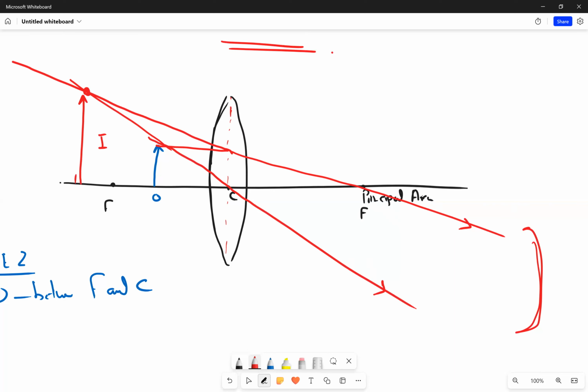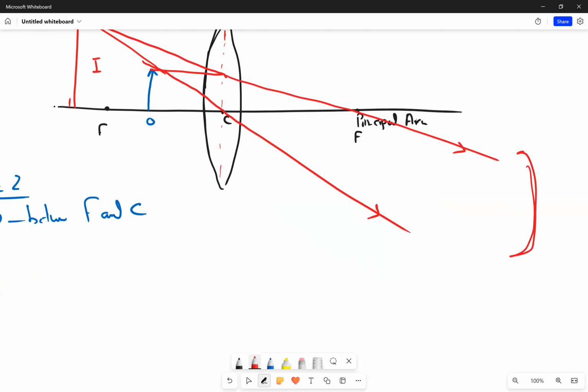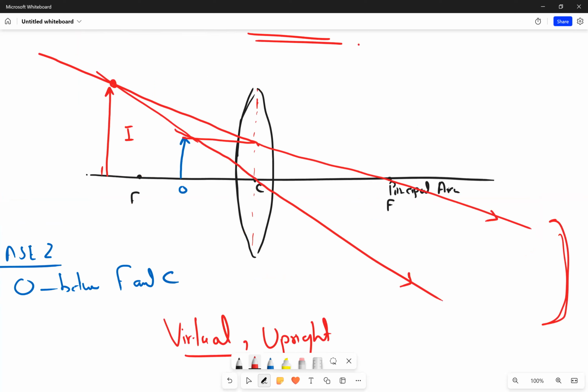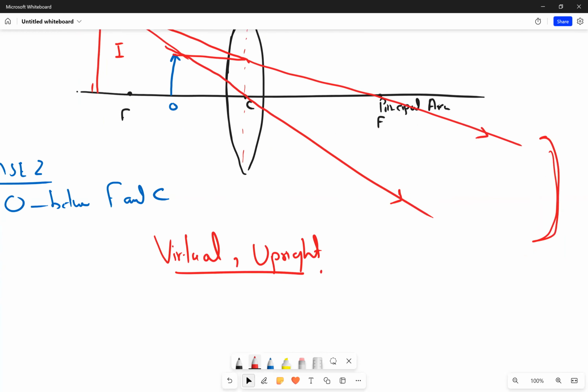Now the difference here is that the image is on the same side as the object and it's upright. So how would you describe this image? Number one, this is a virtual image, and it is also upright. Virtual because this image cannot be displayed on screens, and it's upright because, if you look at the direction, it's in the same direction as the object. So this is how you draw the diagrams for a converging lens.